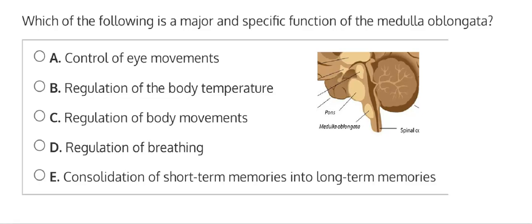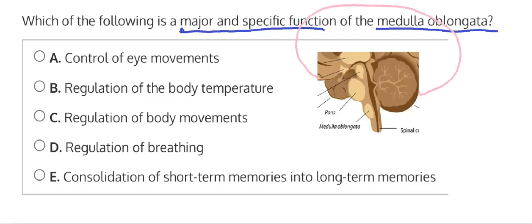Which of the following is a major and specific function of the medulla oblongata? Before we dive into all of these choices, let's just review the medulla oblongata. We're focusing in on this part of the brain. Just imagine the rest of the brain right here, but we are focusing in on this bottom section that is part of the brainstem structure.